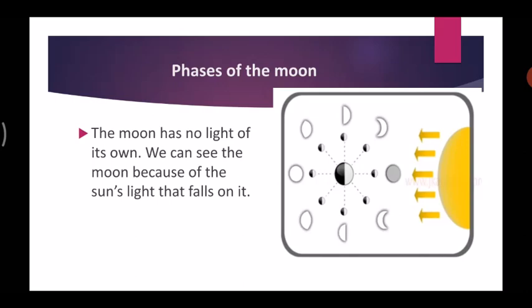Now, the moon has no light of its own. You know that. We can see the moon because of the sunlight that falls on it. This happens because the moon is called a satellite, so it does not have light of its own. It gets the light from the sun. The sun gives light to the moon. That is how we are able to see the moon.